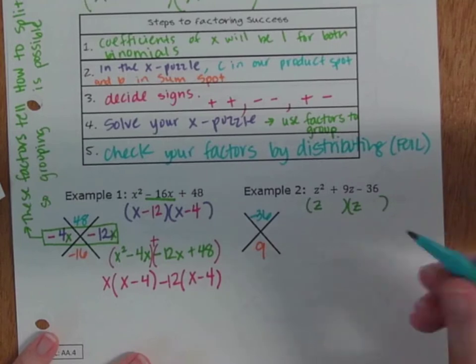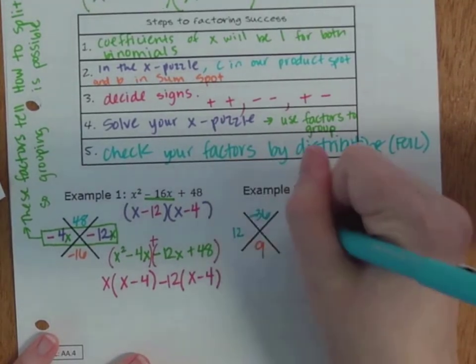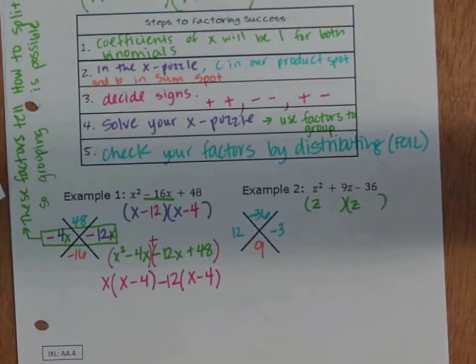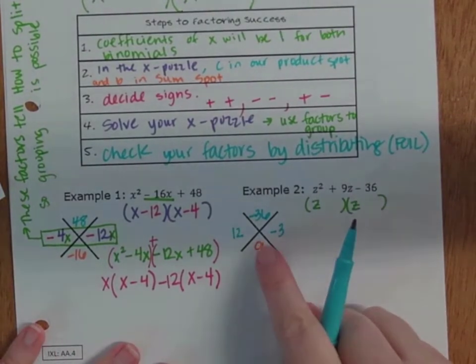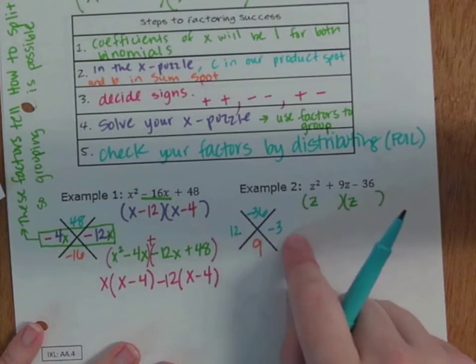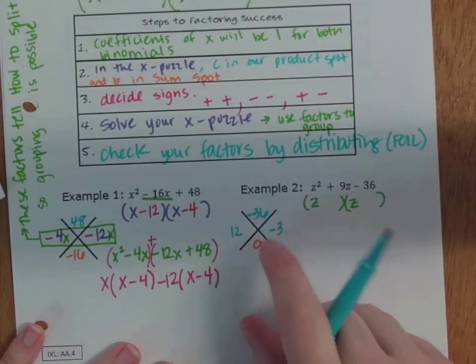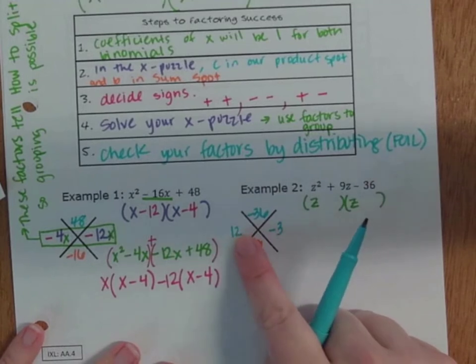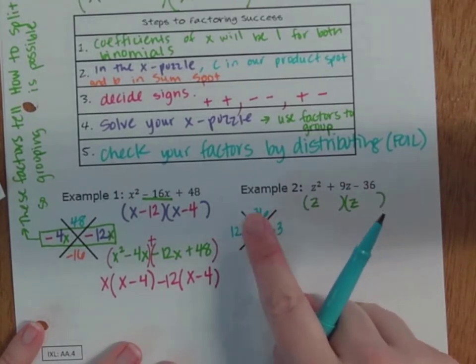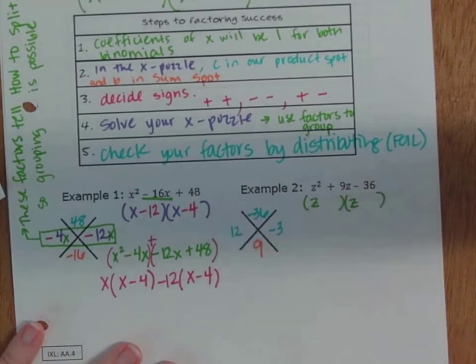12 and negative 3. How did you decide that 12 is positive and 3 is negative? Because 12 minus 3 is 9. If this had said negative 9, we would have swapped those signs. It would have been negative 12 and positive 3. But because it's a positive 9, our bigger number needs to be the positive. 12 times negative 3 is negative 36. 12 minus 3 is 9.